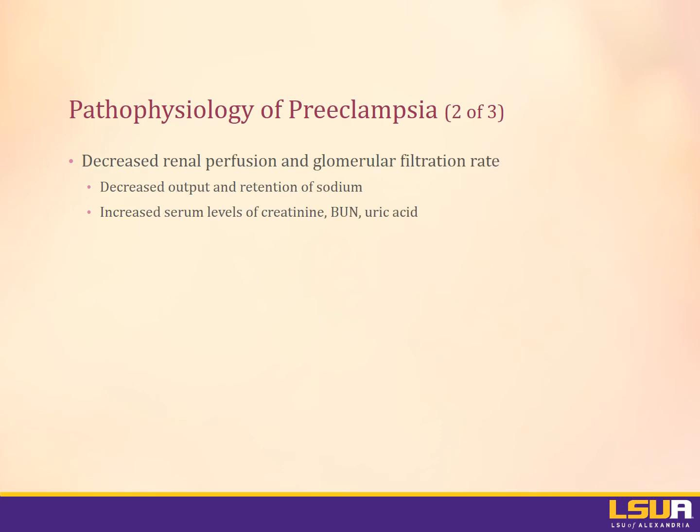She's having decreased renal perfusion, decreased glomerular filtration rate, and you should know what's happening whenever your renal system is not getting perfused. There's decreased output, retention of sodium because glomerular filtration rate is decreased. So then she ends up with increased serum levels of creatinine. Her BUN is then increased, and uric acid. So her kidneys are not working appropriately. Blood pressure's going up.